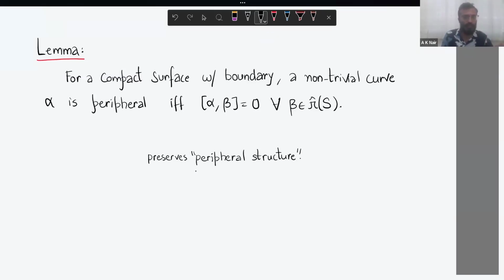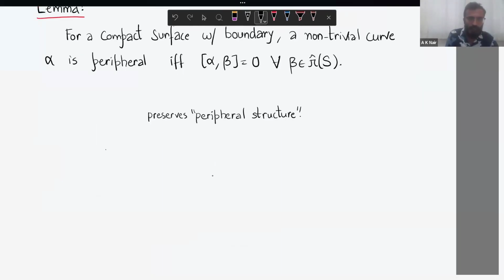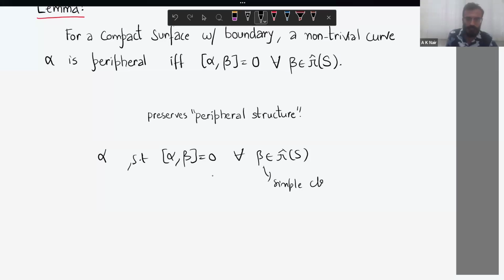So if you have a non-trivial curve on a compact surface with boundary, and the Goldman bracket with it is 0... Wait, what am I saying? Okay, yeah, let me be more clear. So if I have alpha such that the bracket of alpha and beta is 0 for all beta in the set of free homotopy classes, then in particular it is 0 for all beta simple closed. In particular, this is true. So that would imply that alpha is disjoint from beta for every beta simple closed.